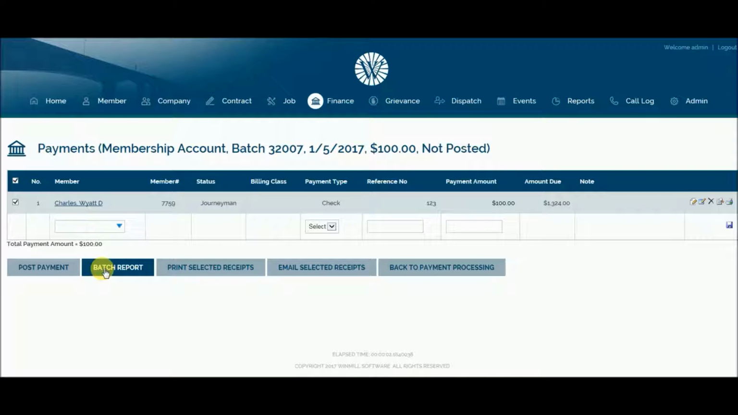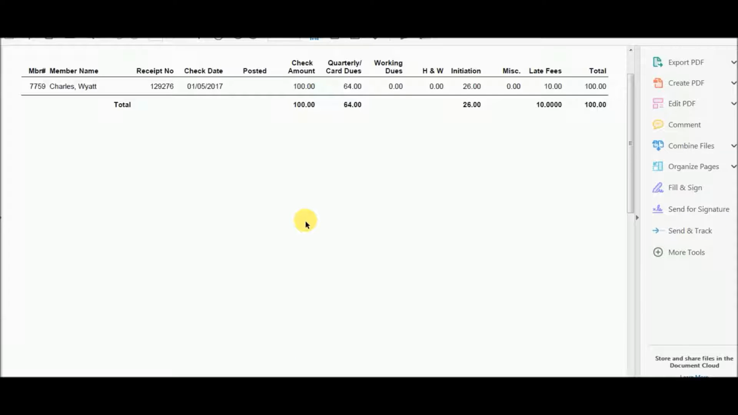At this point, it is also possible to look at various reports. In this case, we have only one member. Typically, there would be multiple. Batch reports show us what is basically a check register with where the amounts were allocated on a very general basis. In this case, for example, we can see that $64 went to quarterly dues, with $26 to initiation and $10 to a late fee.